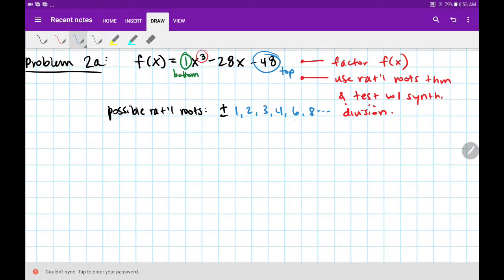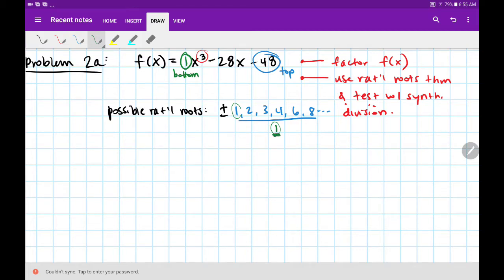I'm just going to start with these because I have a feeling that something will work out and that I won't need to try positive and -1, positive and -2, positive and -3. I have a feeling that we'll work it out before we get to the 16s and the 24s and the 48s. So these are my possible rational roots, and again, it's the combination of every numerator with every denominator.